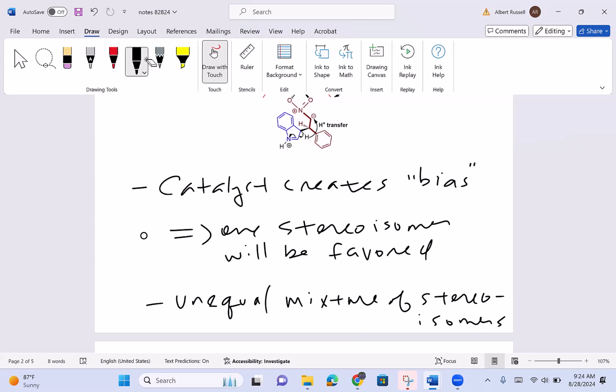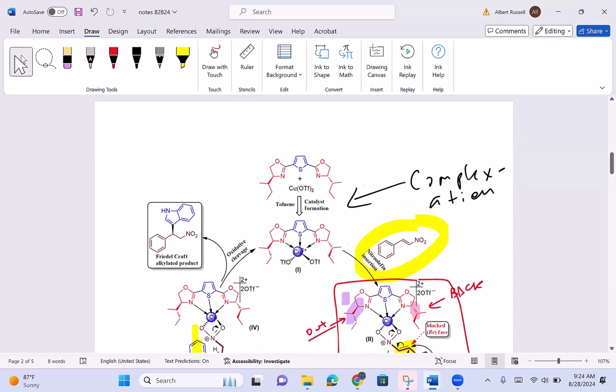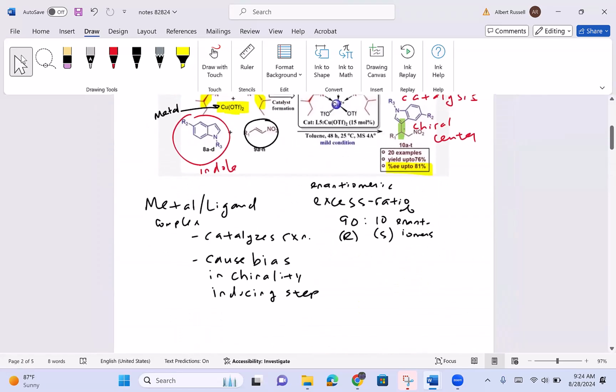Take a metal, take a chiral ligand, use that as your catalyst, and then whatever reaction you're doing, the outcome is going to be an unequal mixture of stereoisomers. And we saw that in the information up here, where we said we have 90% of one and 10% of the other. All right. Any questions about this part?